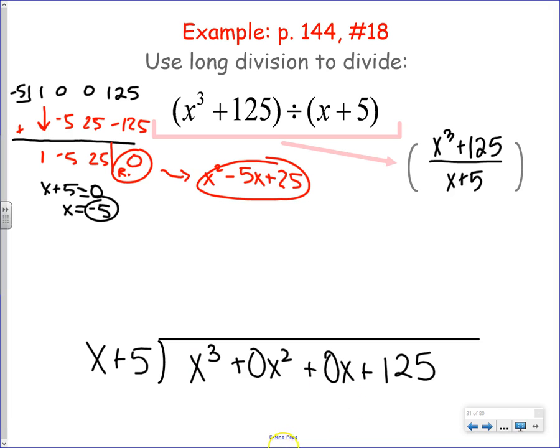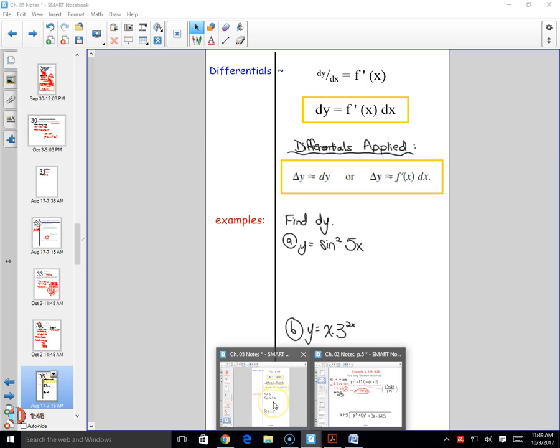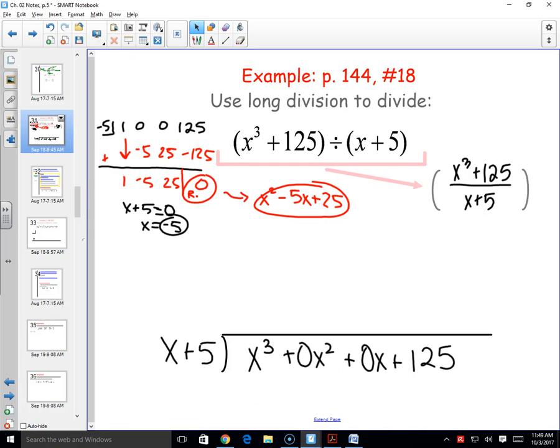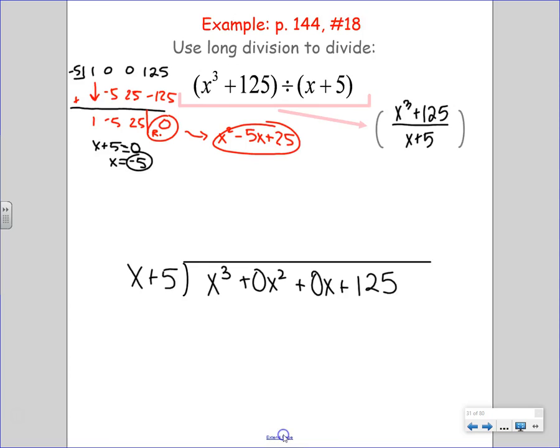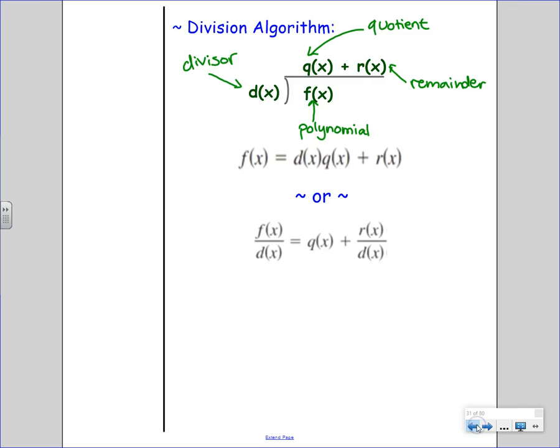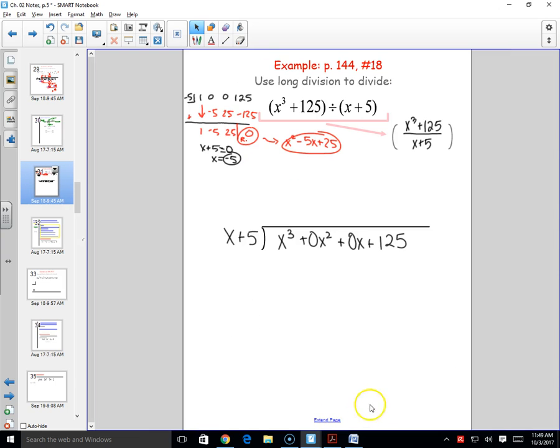So you distribute the negative and then you give bottom. And you would get negative 5x squared, so you have to bring down 0x. And then you distribute them. And then your remainder is 0. I mean, like yesterday she did synthetic division.